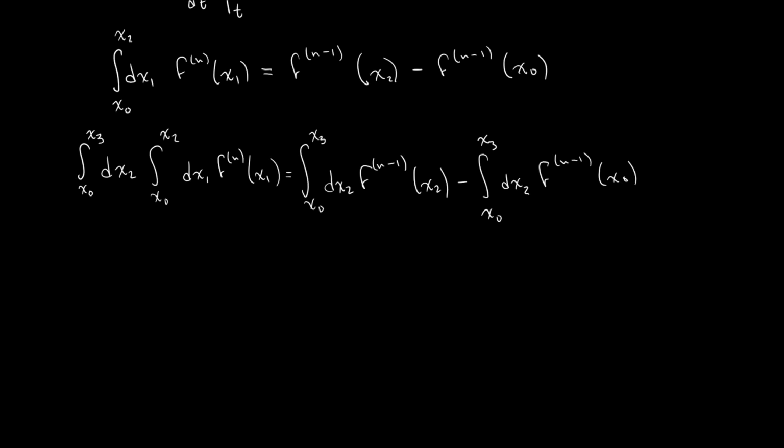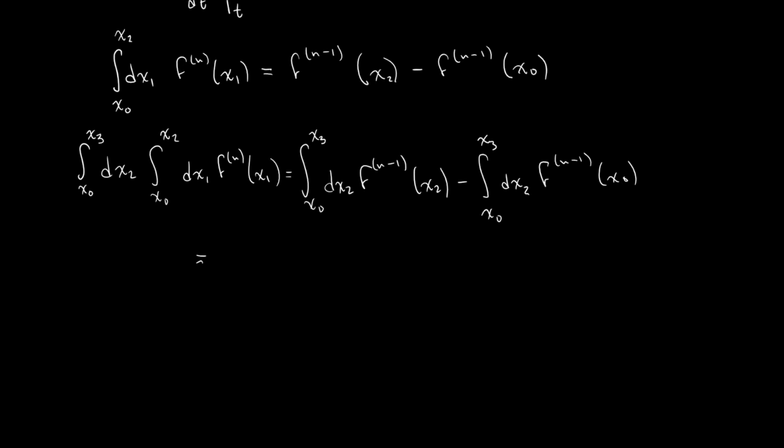Now, in the second integral, nothing here depends on x2, right? We've fixed this lower bound at x0. So nothing here actually depends on x2, so this might as well just be a constant. So we'll just get some as if we're integrating a constant.